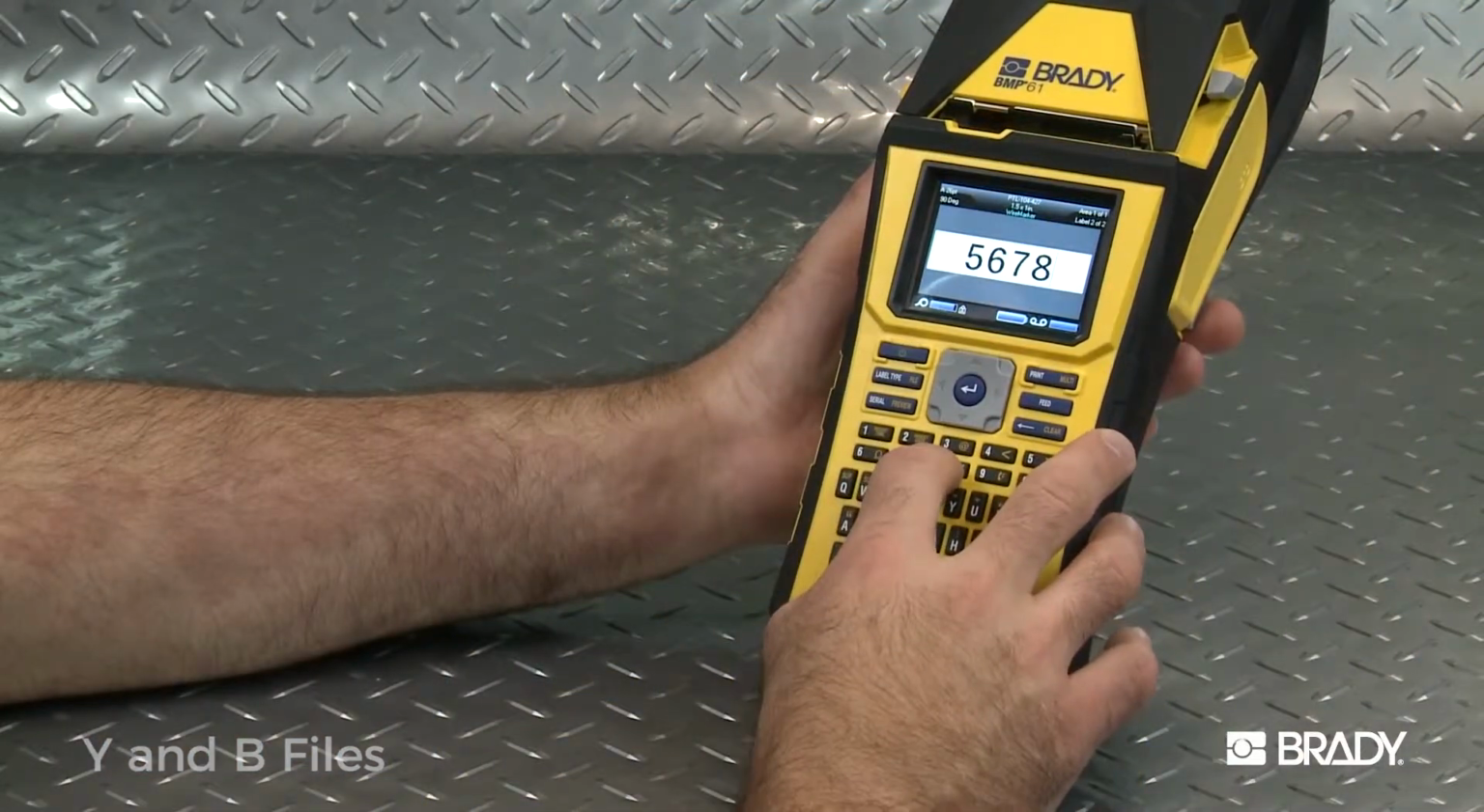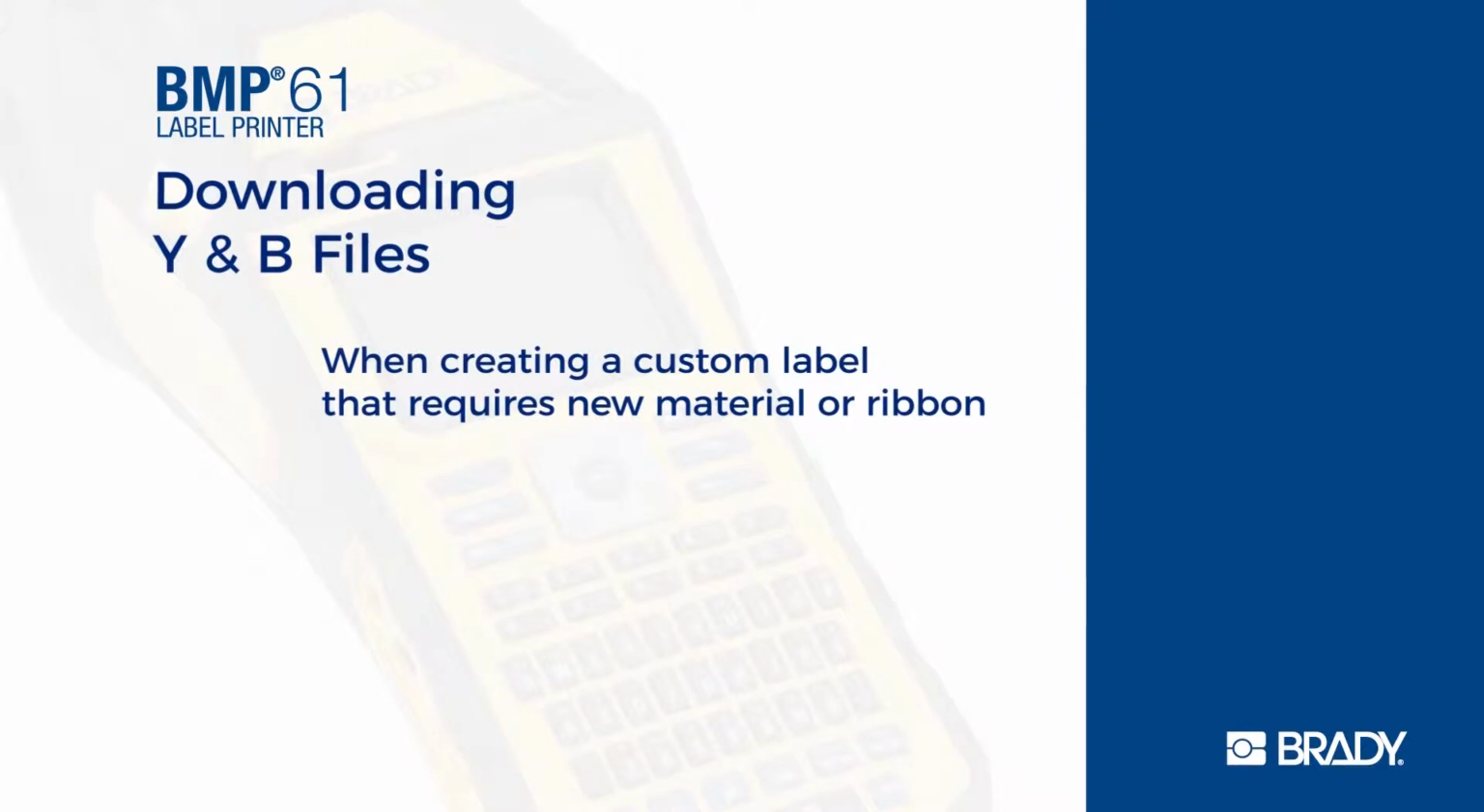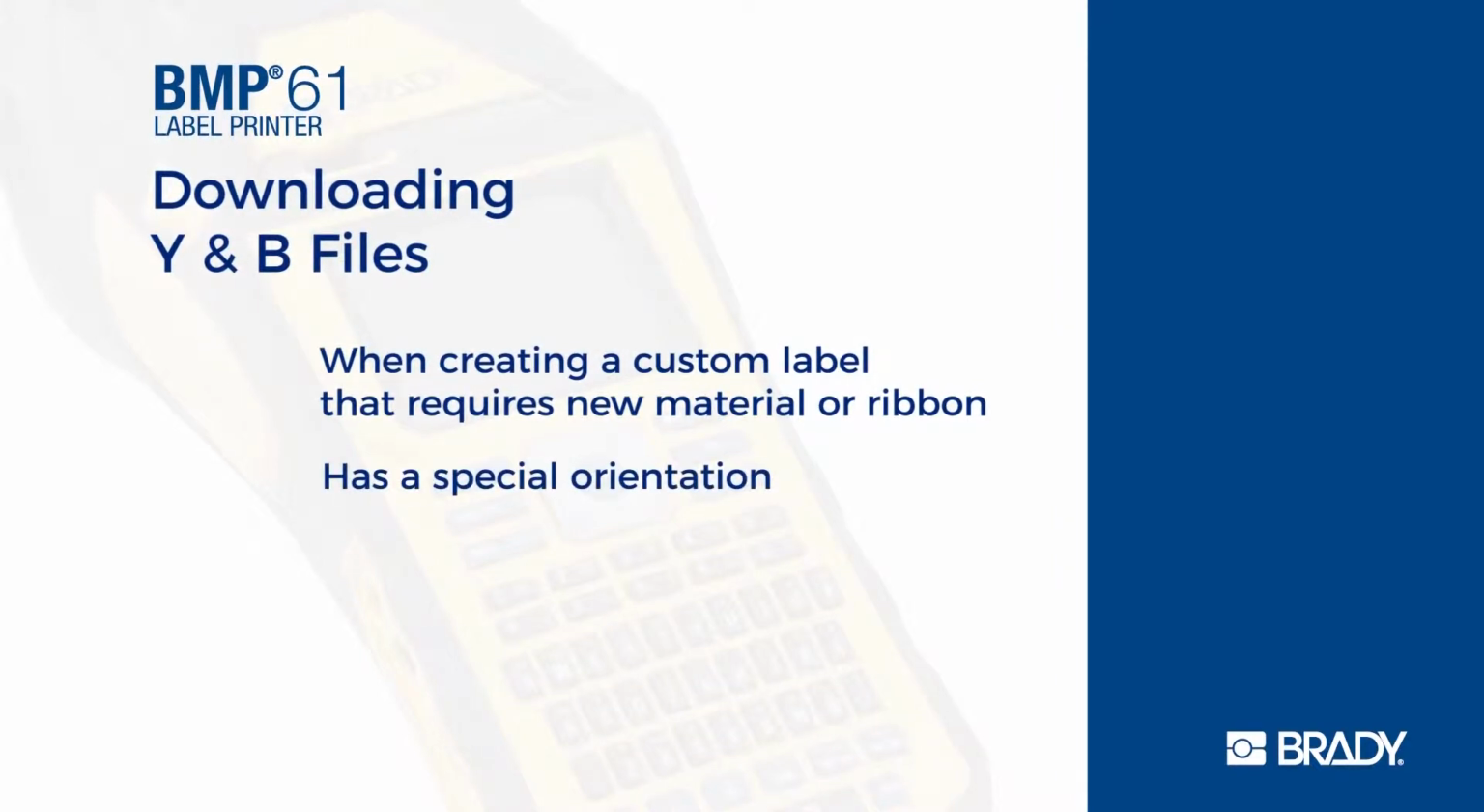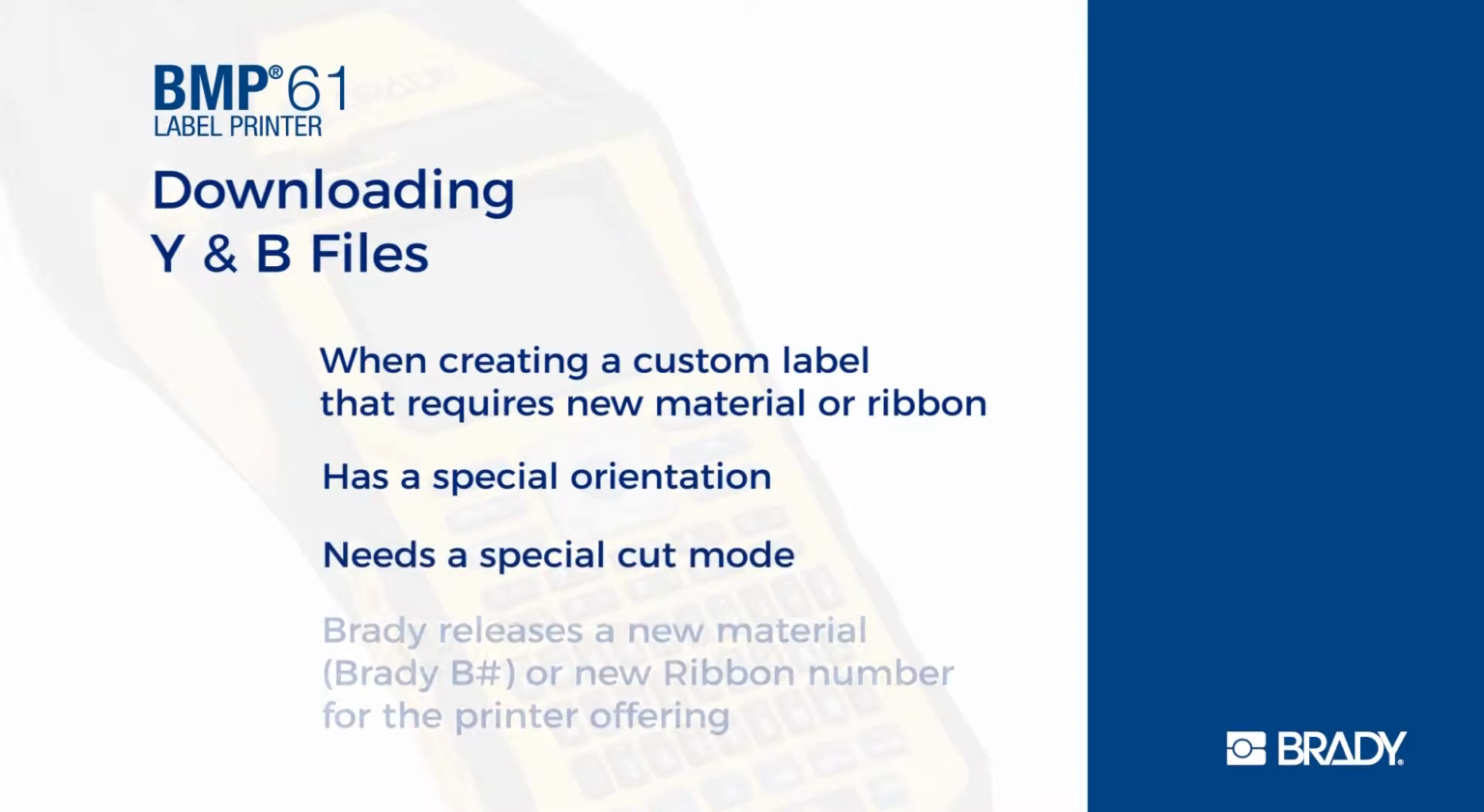You may need to download Y and B files if you are creating a custom label that requires a new material or ribbon, has a special orientation, or needs a special cut mode. This video will walk you through the steps to update these files.